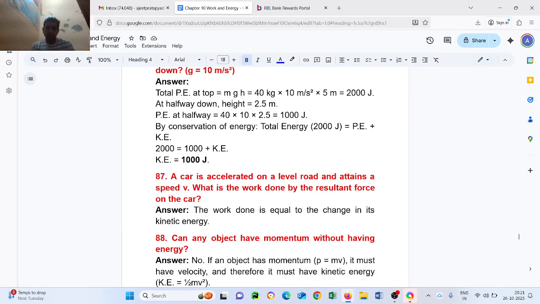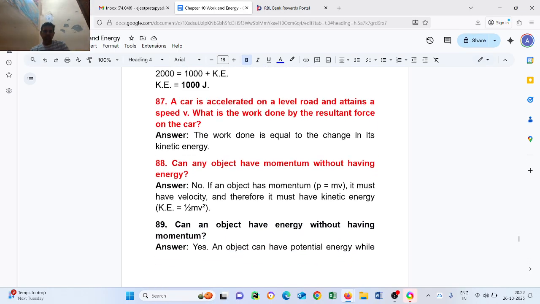Question number 87. A car is accelerated on a level road and attains a speed of v. What is the work done by the resultant force on the car? The work done is equal to the change in its kinetic energy.